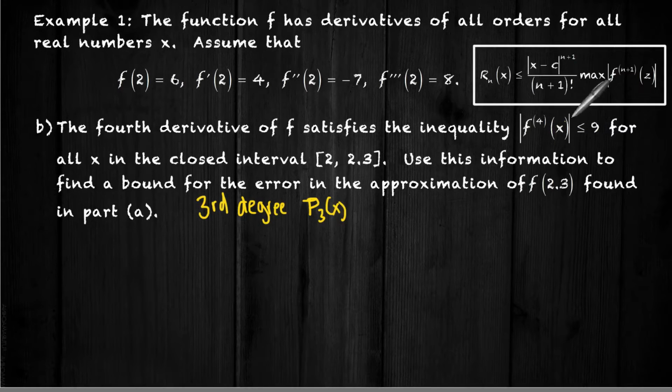So we now know the maximum value of the fourth derivative. That would be the n plus 1 derivative because we have written a third degree Taylor polynomial. In order to use Lagrange's error bound, we need to know the maximum value of the fourth derivative, and they give it to us here. In the next problem, we'll see we have to figure it out, but in this problem, they give it to us.